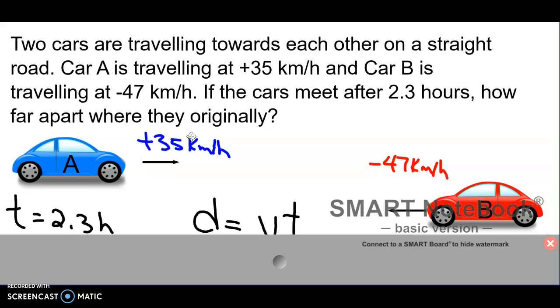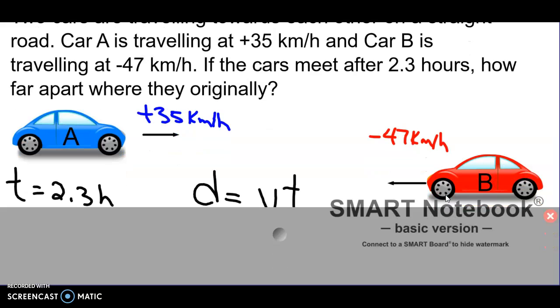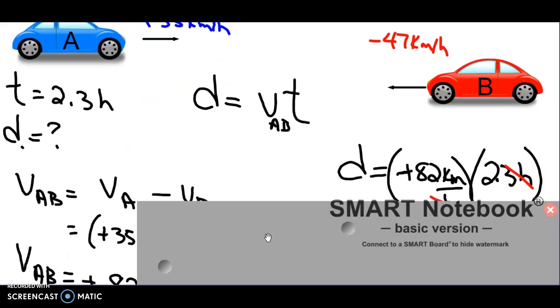All right, so first thing, let's draw our diagram. So we have car A going positive 35 kilometers per hour, and we have car B going negative 47 kilometers per hour. What I like to do is write out what's given, right? So we have VA is positive 35 kilometers per hour, VB negative 47 kilometers per hour. We know the time is 2.3 hours, and we're looking for our displacement.